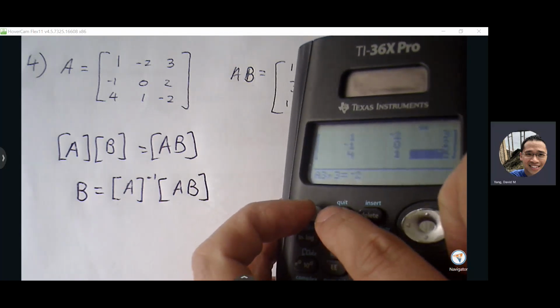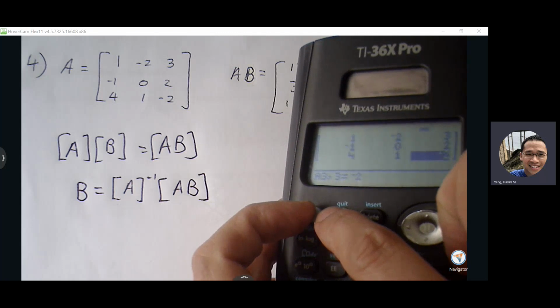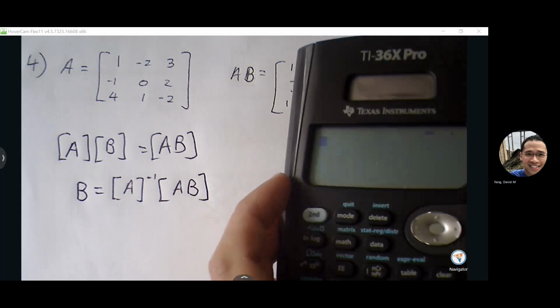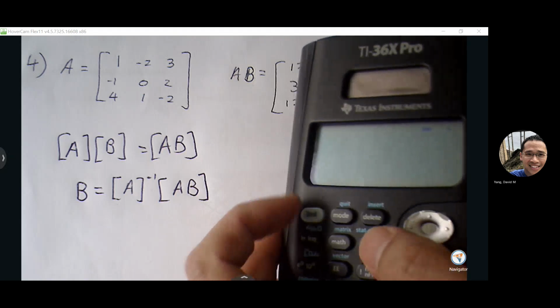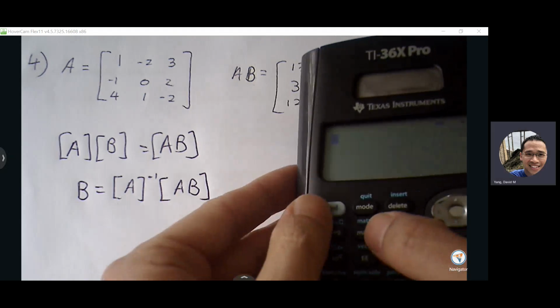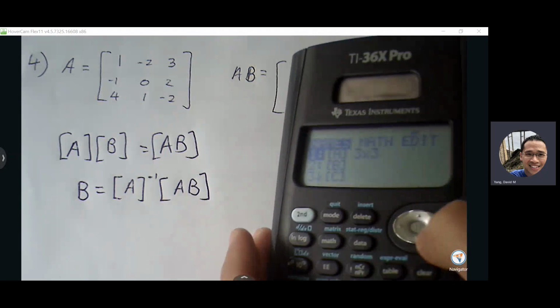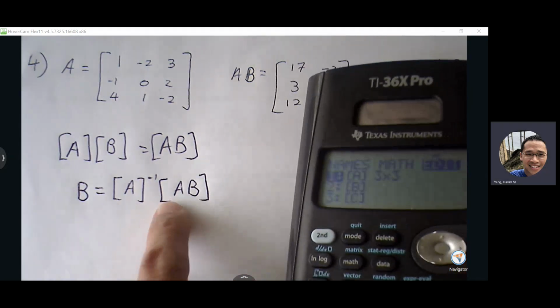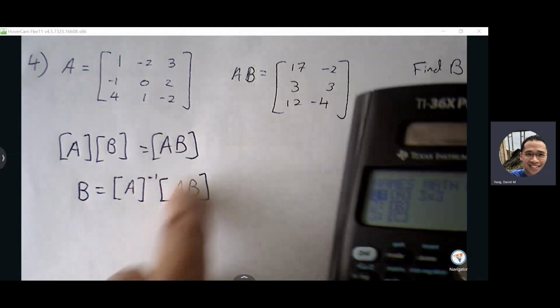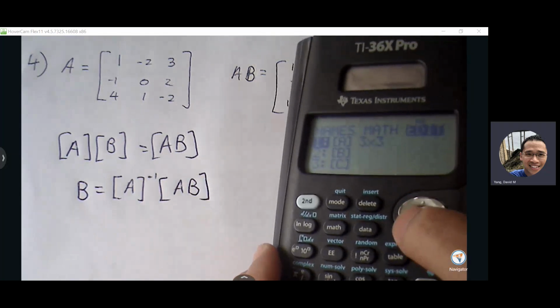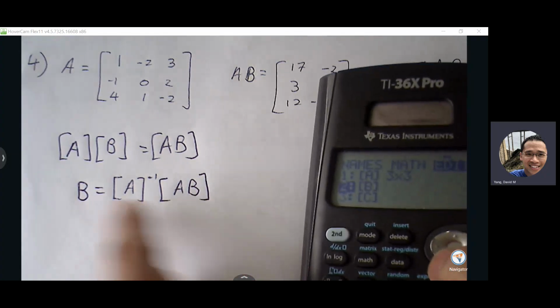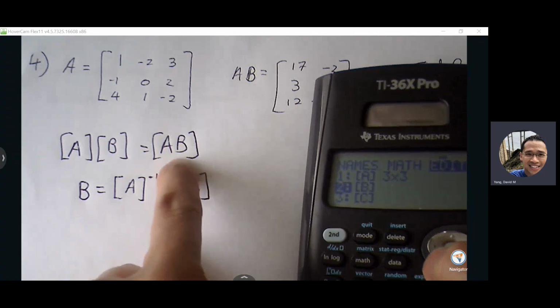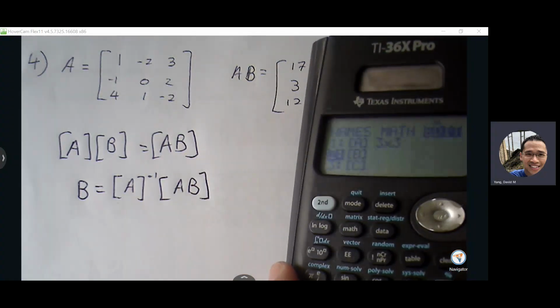Do second mode. That will take you back to your home screen. Go back to your matrix button again, second matrix, edit. Now I need to create a matrix AB, which I'm going to call B. Okay, that feels confusing. Just know that this is not the B that we're solving for. This B is just what we have here.